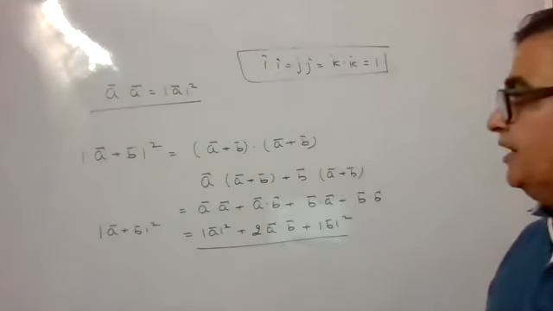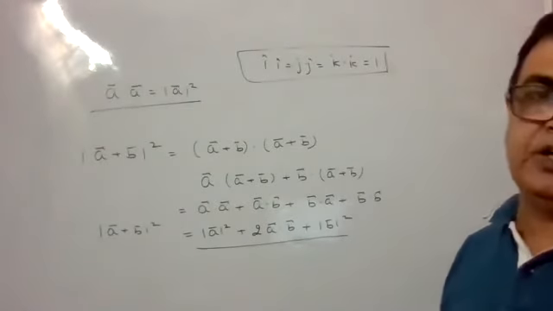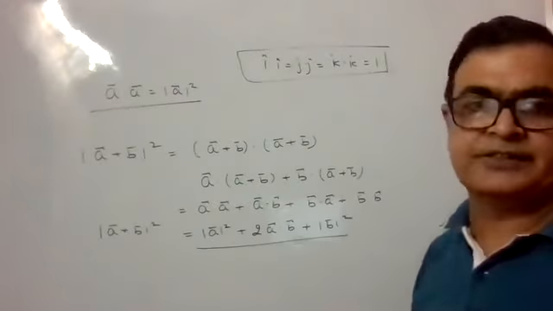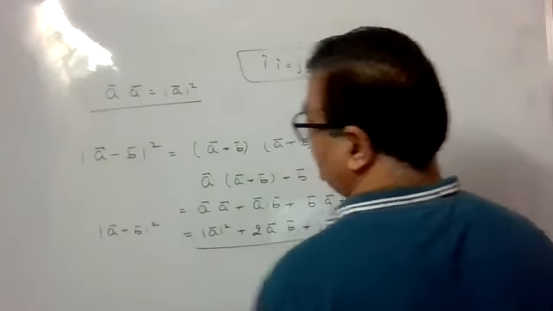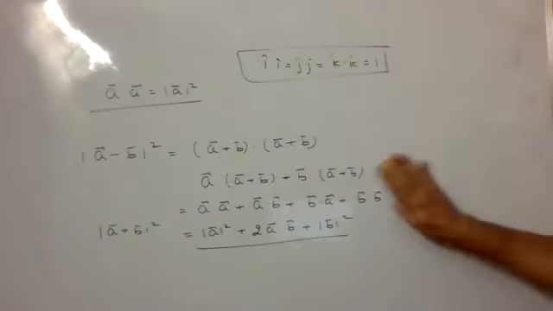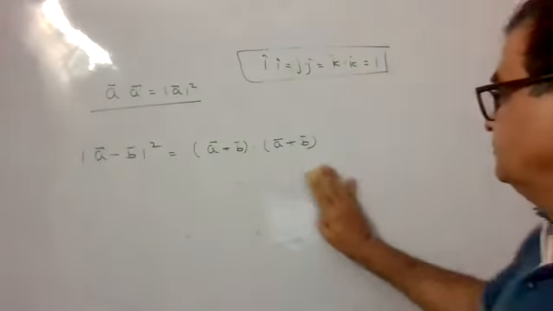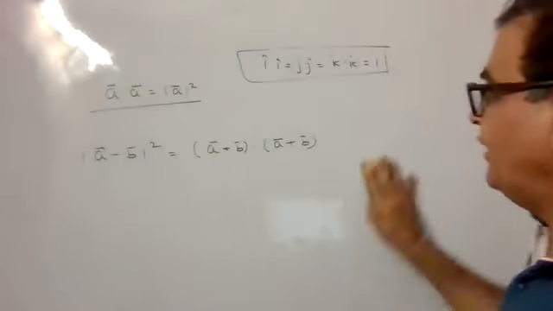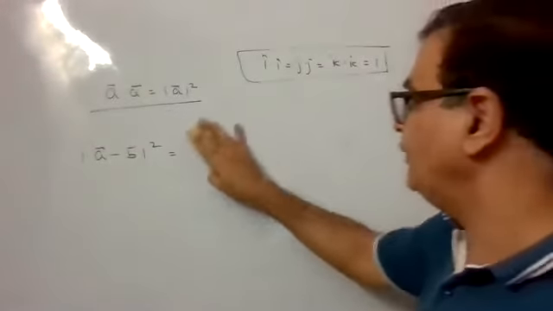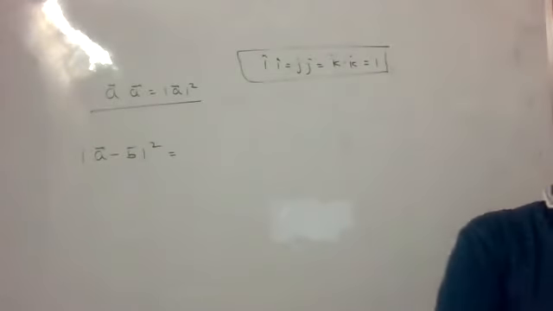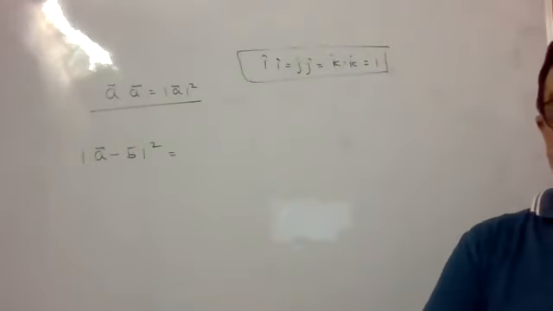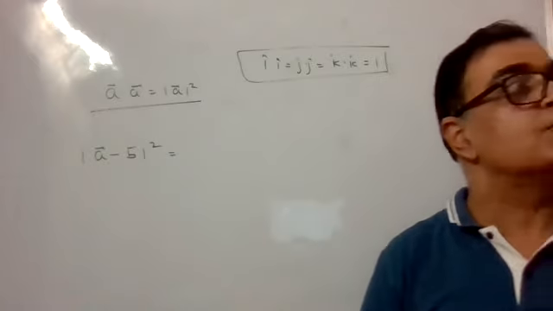Clear? So this is the result you should remember. You can apply it directly also. In few questions we are applying this. Now write down magnitude of A minus B whole square. Please try. Find out what is the magnitude of A minus B whole square.